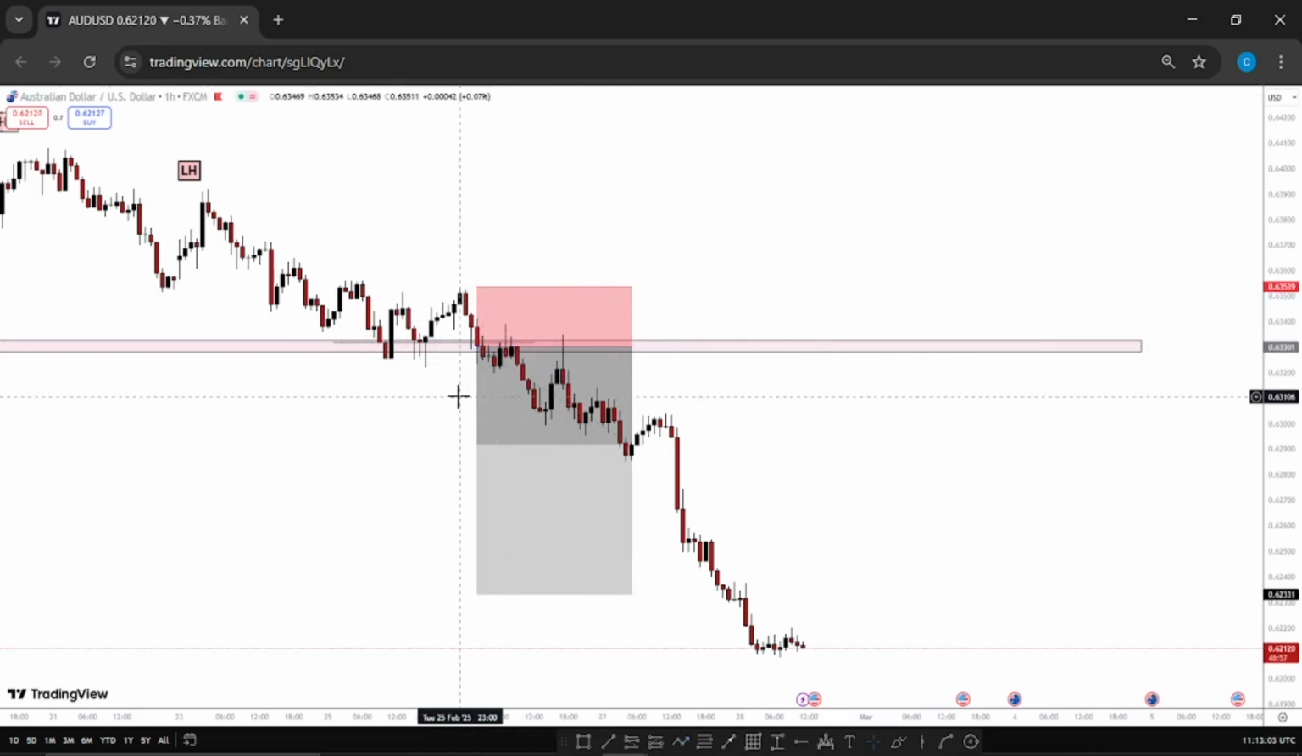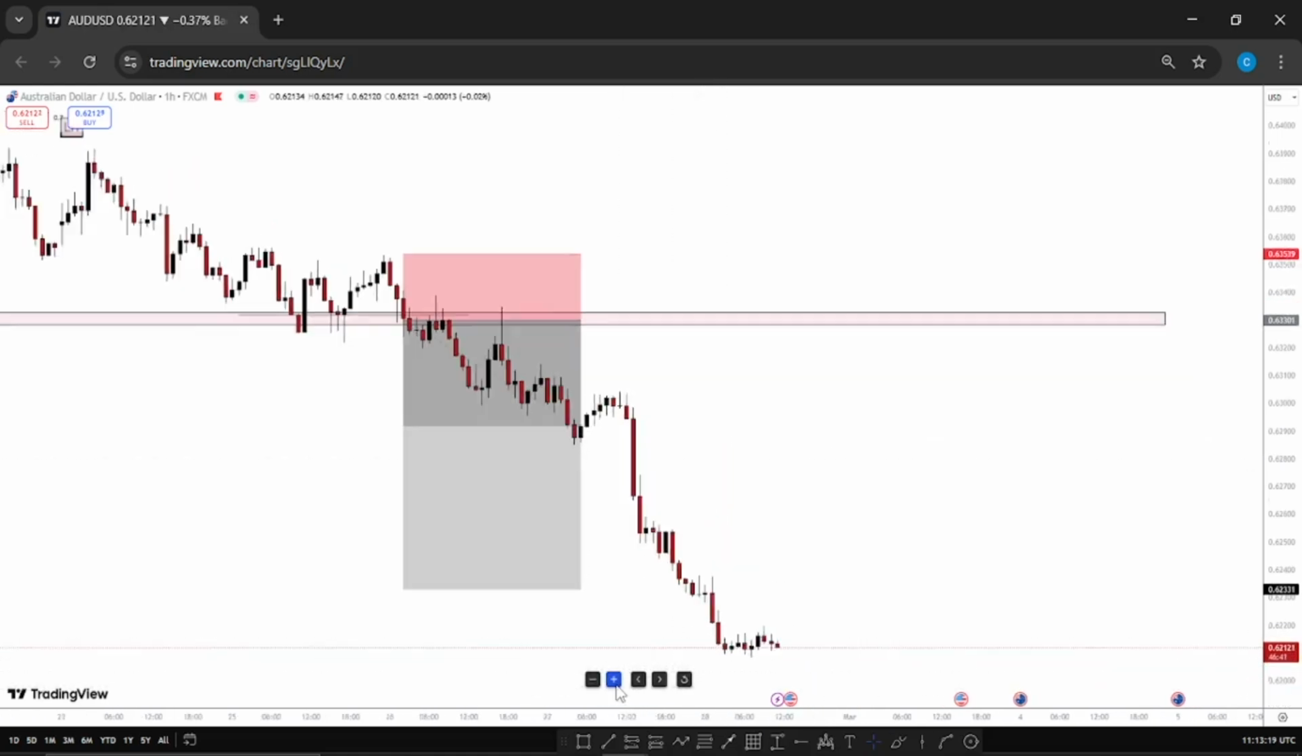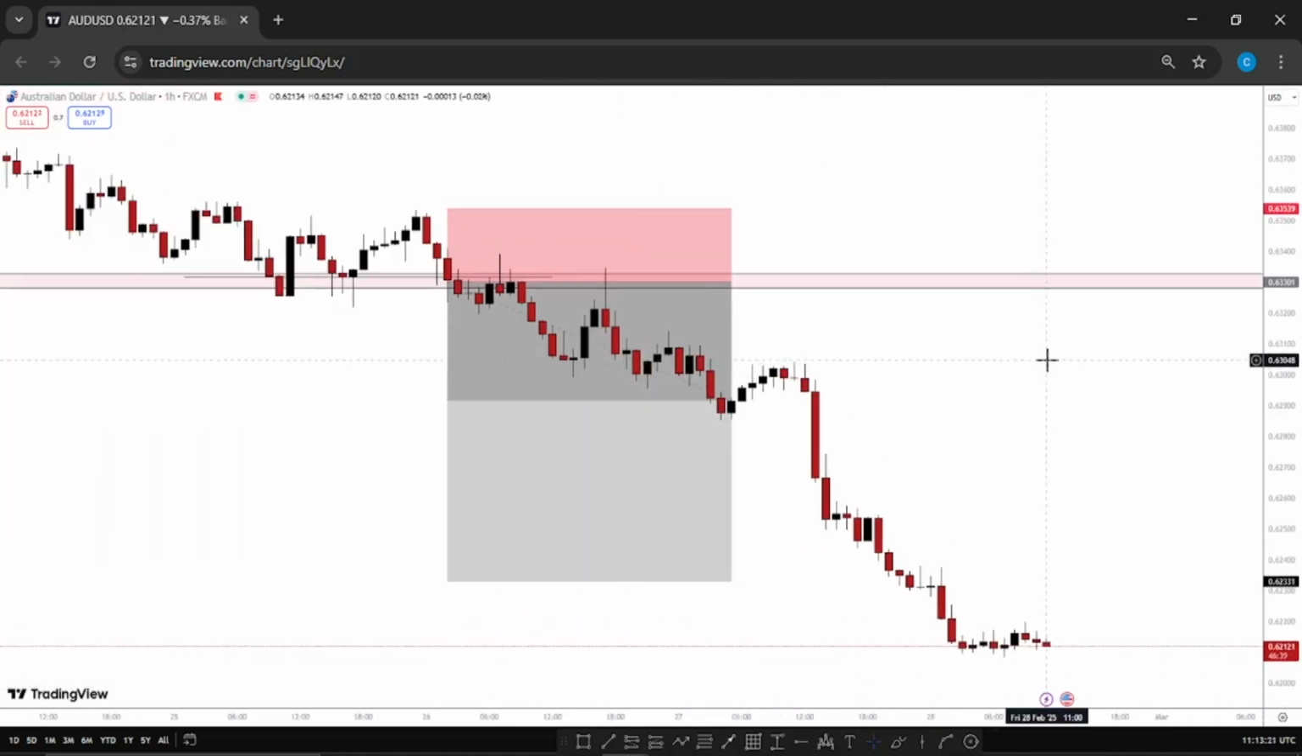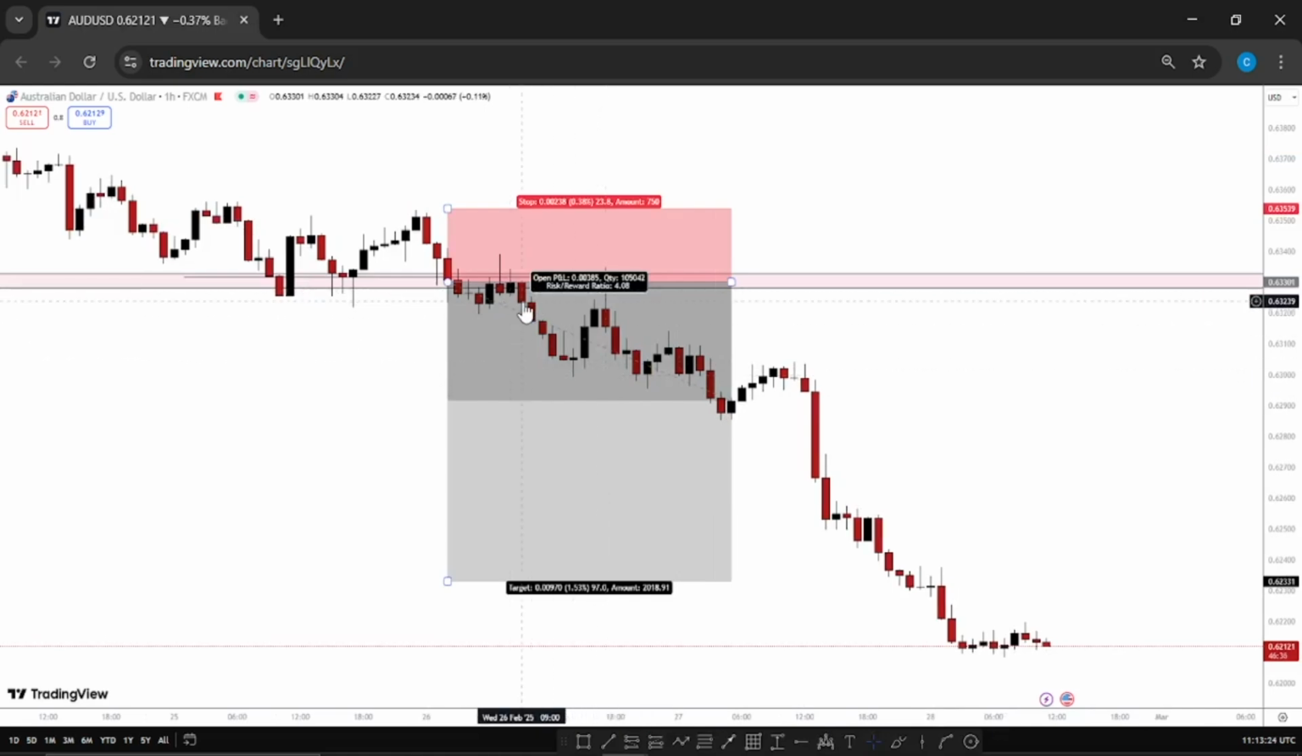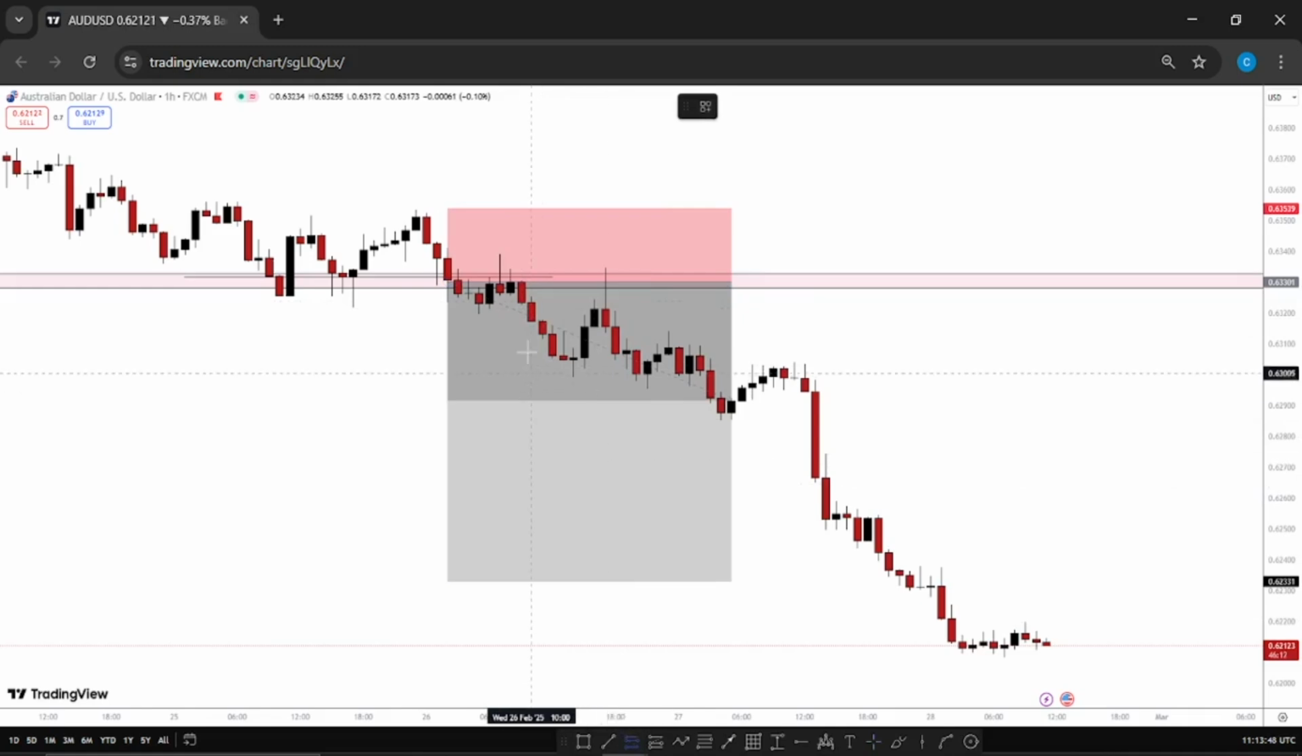Now, after we've seen our rejections, what was the last confirmation we were waiting for? We were waiting for a bearish engulfing candlestick confirmation to go in for our second entry. So if I'm to zoom in, we realize that after price retested, price created a bearish engulfing candlestick, meaning this bearish candlestick closed below this bullish candlestick. So after this bearish candlestick closed, that's when I went in for my second entry.